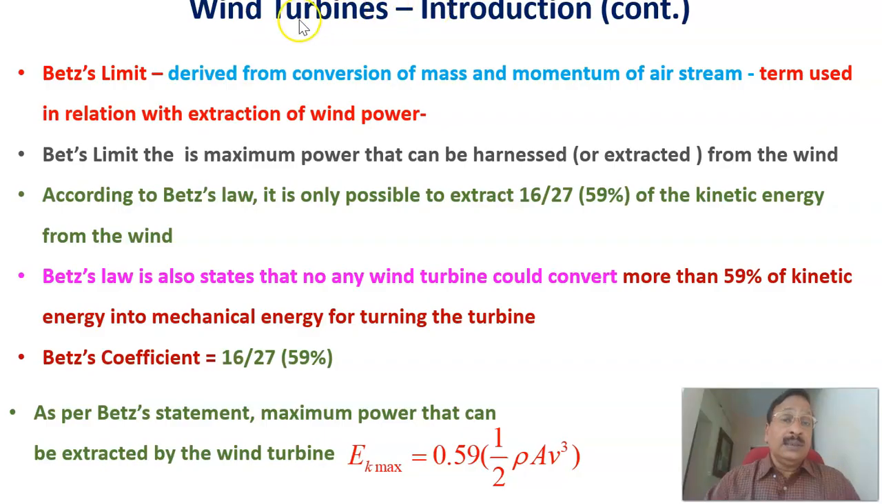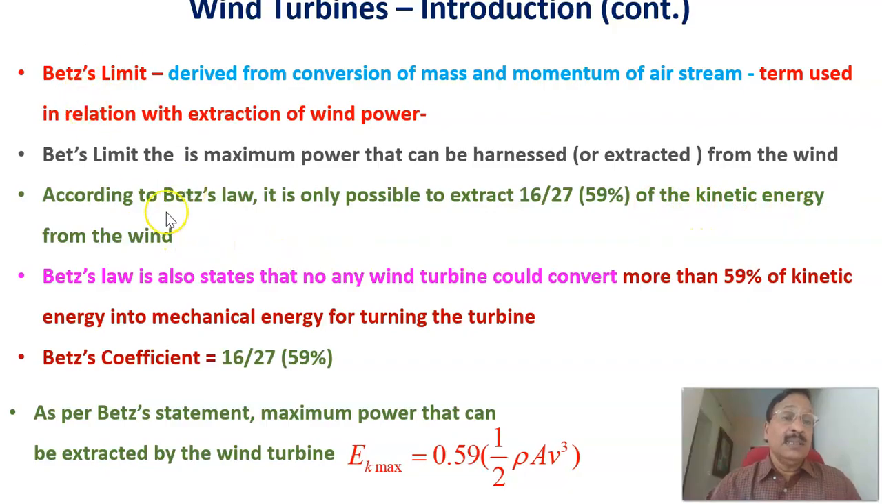Now continuing the wind turbine introduction, there is a term called the Betz limit, derived from the conservation of mass and momentum of the airstream. The term is used in relation to the extraction of wind power. The Betz limit is the maximum power that can be extracted from the wind, and according to Betz law, it is only possible to extract 59%, or 16 by 27, of the kinetic energy from the wind.